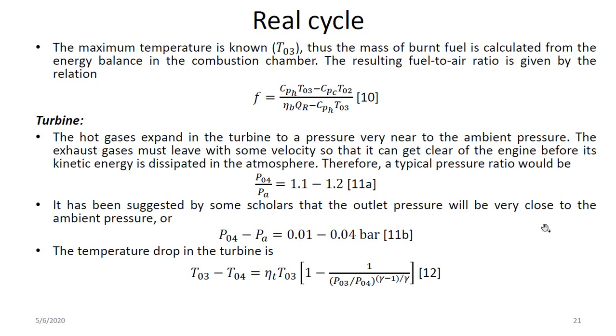Hence, if you are given the turbine inlet temperature and the outlet pressure to the turbine, it's possible to calculate the exhaust temperature from the turbine using this formula, where eta T is the efficiency of the turbine and T03 is the turbine inlet temperature, and everything else is known to you. So it's possible to calculate temperature 4.